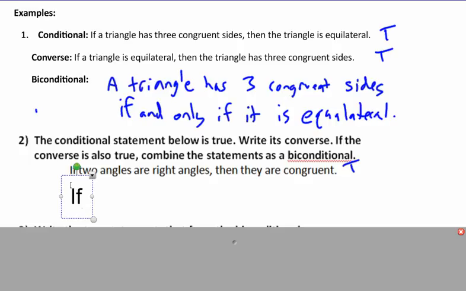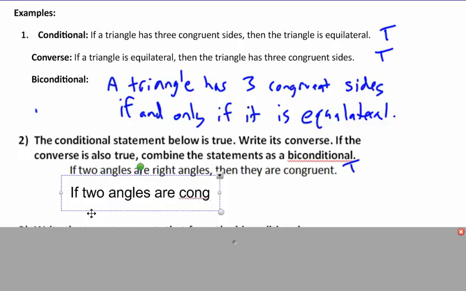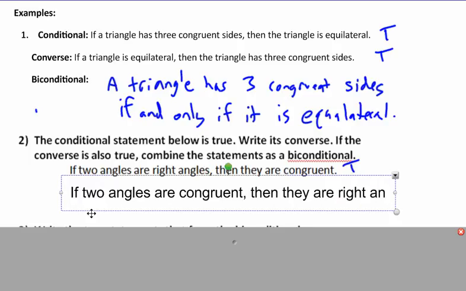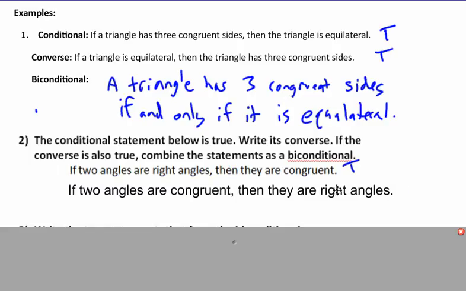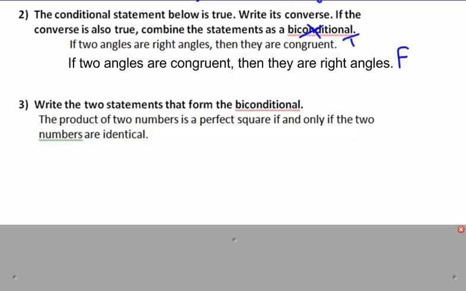The converse, I'm going to type it so I can fit it, would be: if two angles are congruent, then they are right angles. So is that always true? I don't think so. We could have two 30-degree angles that are congruent, and they're not right angles, so that's false. So we cannot make a biconditional out of that. Sad face.